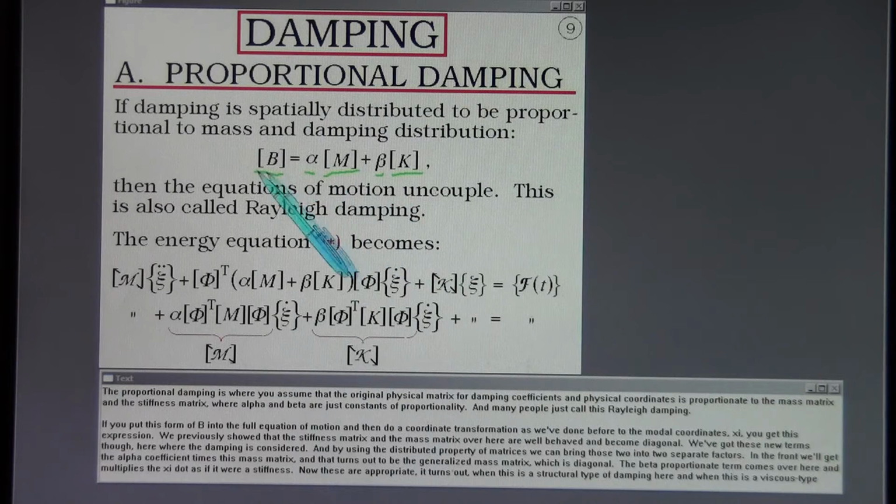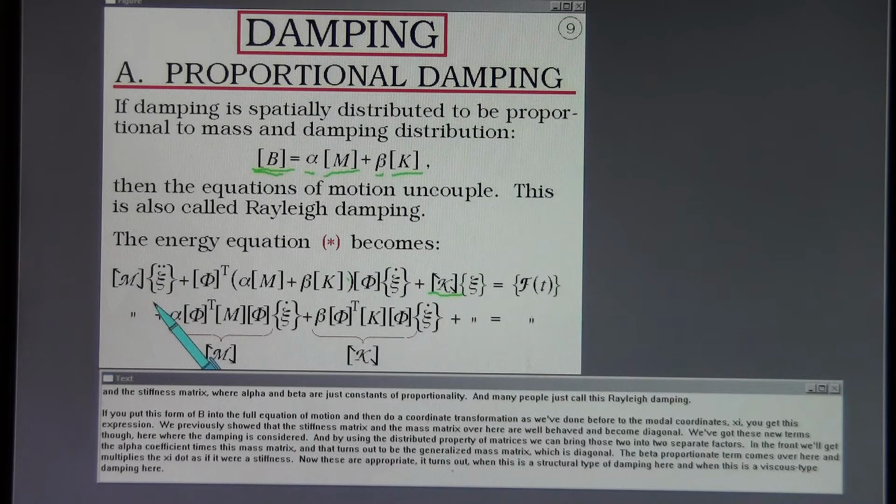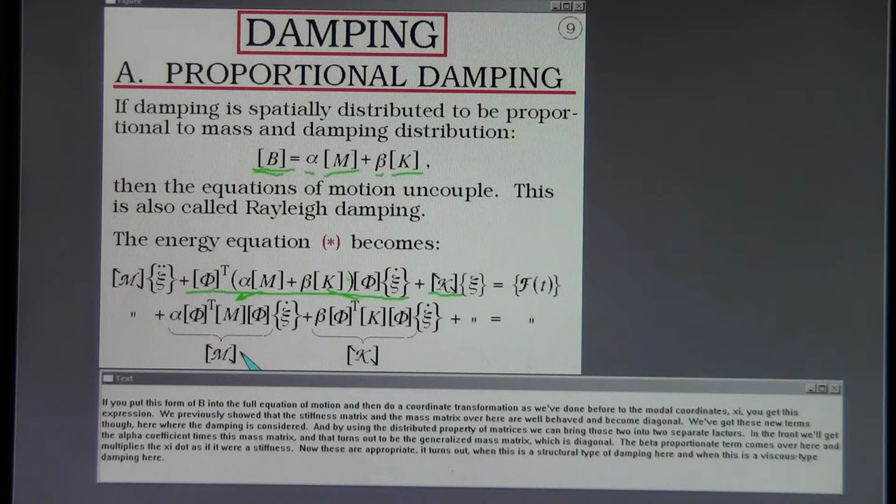If you put this form of B into the full equation of motion and then do a coordinate transformation as we've done before to the modal coordinates, C, you get this expression. We previously showed that the stiffness matrix and the mass matrix over here are well behaved and become diagonal. We've got these new terms though here where the damping is considered, and by using the distributive property of matrices we can bring those two into two separate factors. In the front we'll get the alpha coefficient times this mass matrix, and that turns out to be the generalized mass matrix, which is diagonal. The beta proportionate term comes over here and multiplies the C dot as if it were a stiffness.